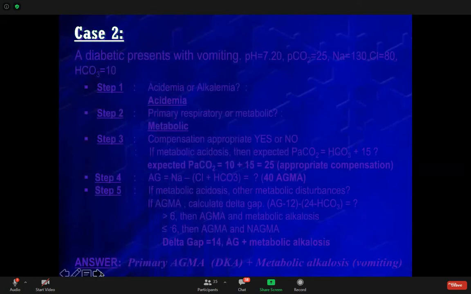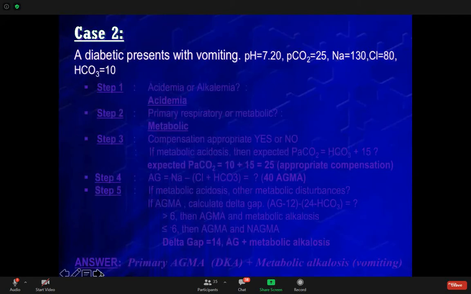Okay. It's yours. The next case is we have a diabetic patient who presented with vomiting. His pH is 7.2. سلام دكتور، ناديت باسمك. أنا أحمد رمضان. إيه لا خلاص. It's okay. Okay, Abdulaziz. Yeah. So pH is 7.2. His CO2 is 25, and his bicarb is 10.